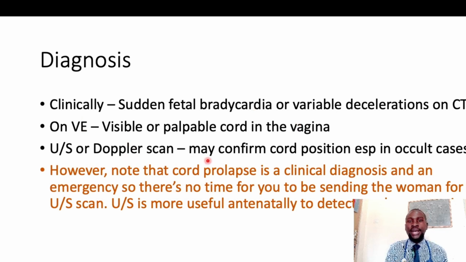Ultrasound or Doppler scan may confirm the cord position, especially in occult cases. However, it must be noted that cord prolapse is a clinical diagnosis and an emergency. So there's no time for you to be sending a woman for an ultrasound scan. Ultrasound is more useful antenatally to detect cord presentation, because if there's a cord presentation, when membranes rupture, chances are high this cord will prolapse. But otherwise, when you diagnose cord prolapse, it's a clinical diagnosis.